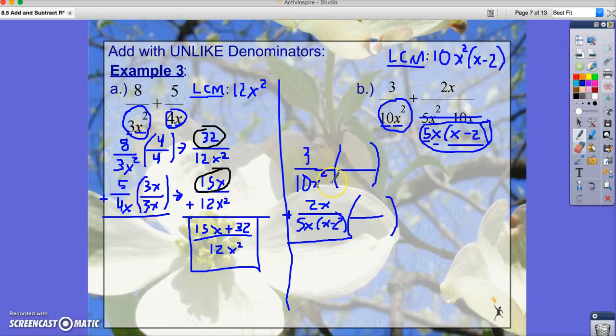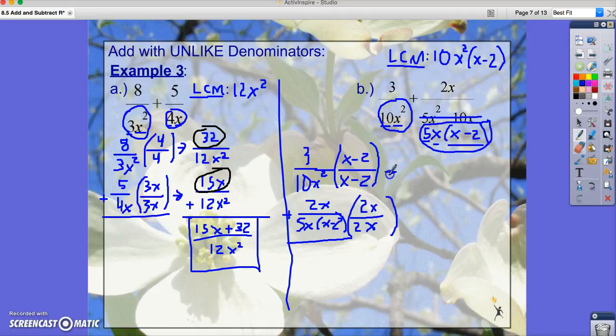So let's look at the denominator in the first part, 10x squared. Well, I have the 10x squared, what am I missing? X minus 2. So multiply bottom and top by x minus 2. Because remember, whatever you do to the bottom, you have to do the top as well. And in this one, I have a 5x, x minus 2. I only have 5, but I want to get to 10. So I need 5 times 2 is 10, right? And I have 1x. I need another x to get x squared. So we multiply by 2x.